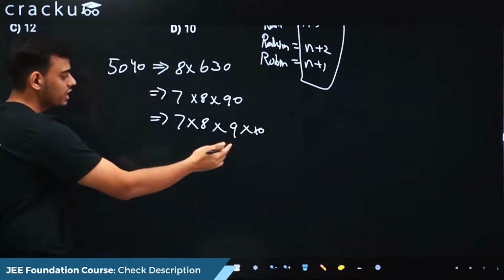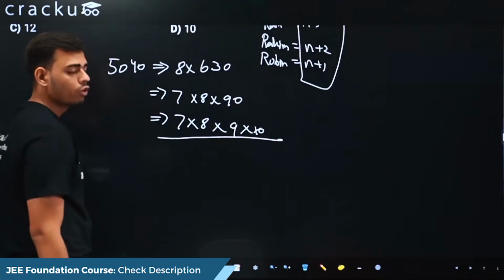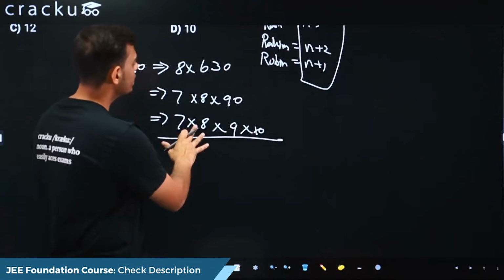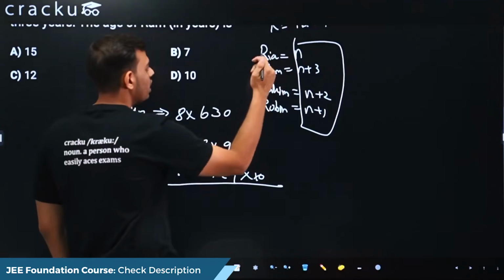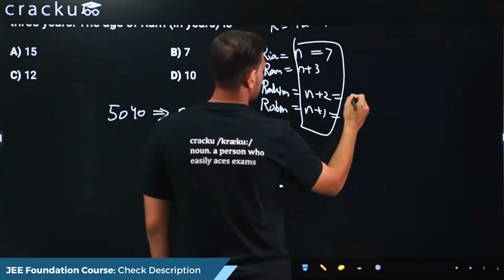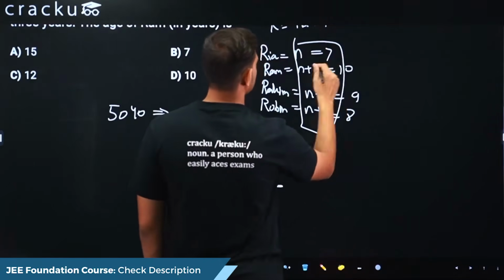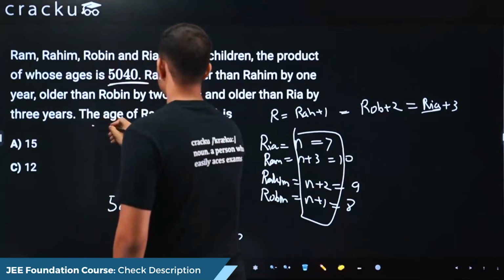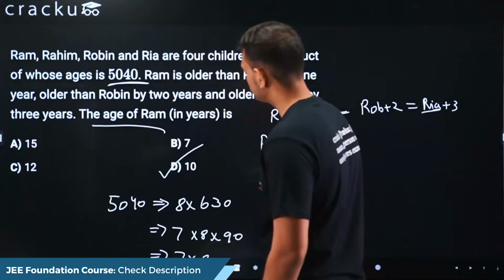We directly get 4 consecutive terms. So the ages of Ria will be the lowest, that is 7. Then Robin 8, Rahim 9 and Ram 10. What are we asked? The age of Ram is 10. Option D.